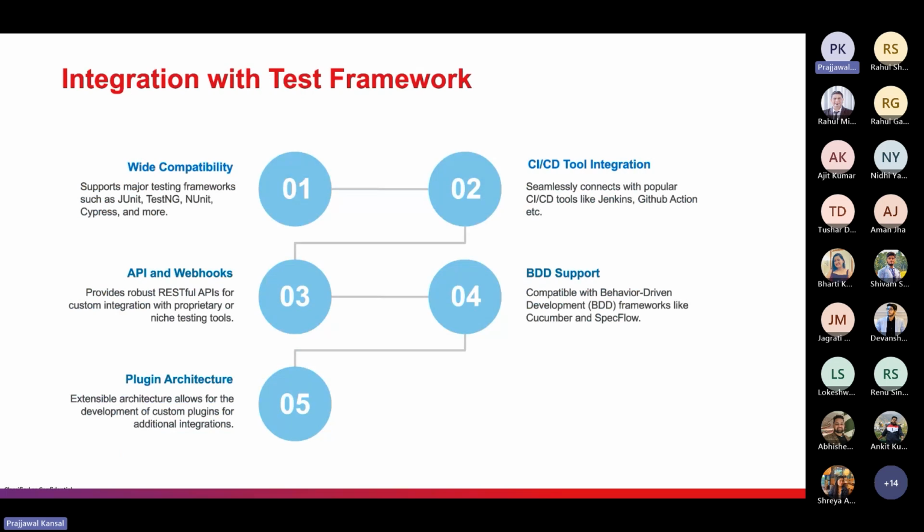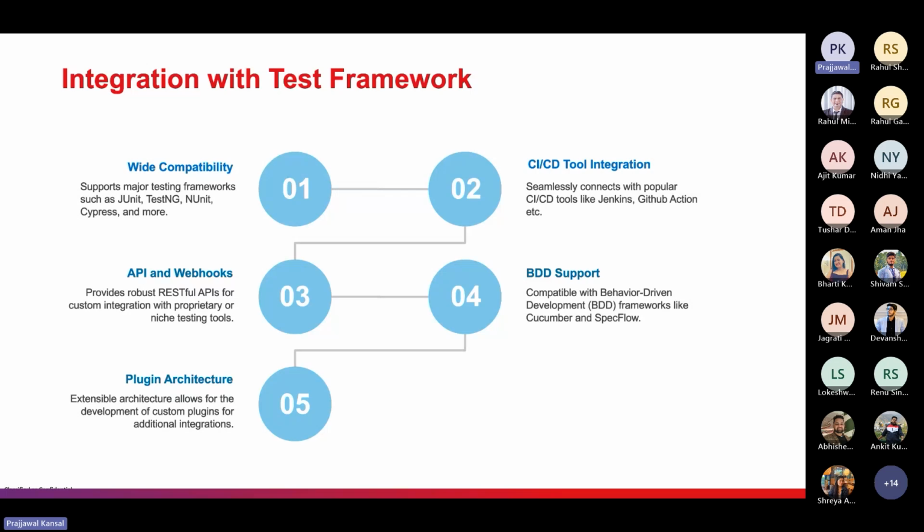So the first one is wide compatibility. Report Portal works with many popular testing frameworks like JUnit, TestNG, NUnit, Cypress. So if you're using JUnit to run your tests in a Java application, you can easily integrate those tests with Report Portal to track and analyze them.